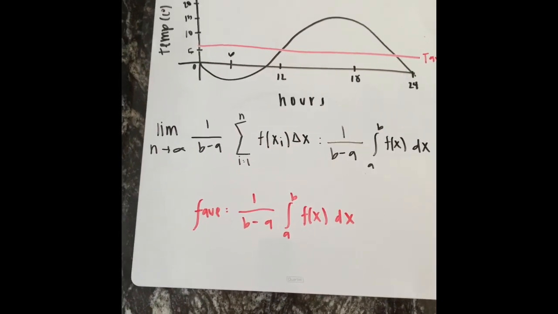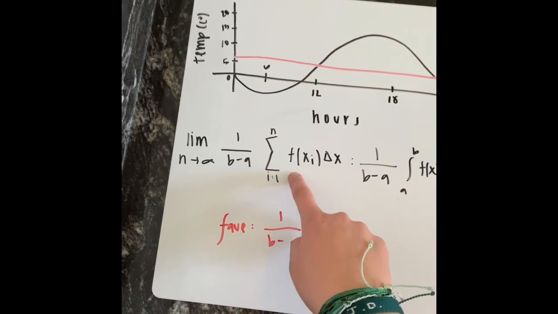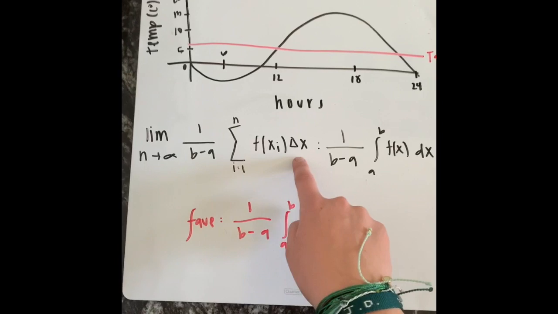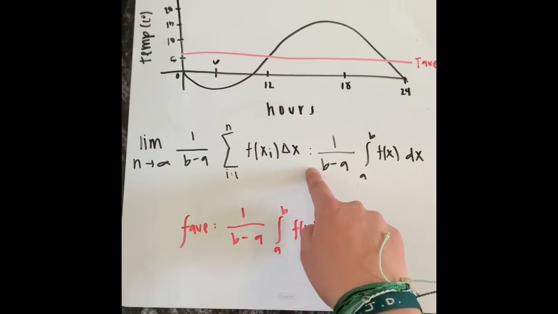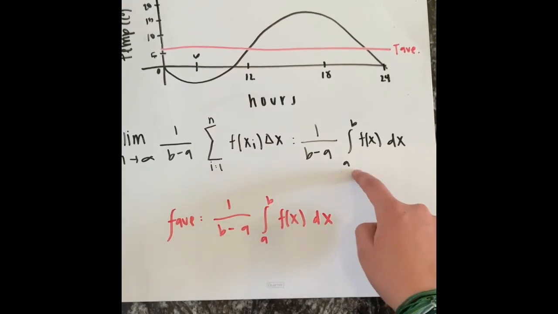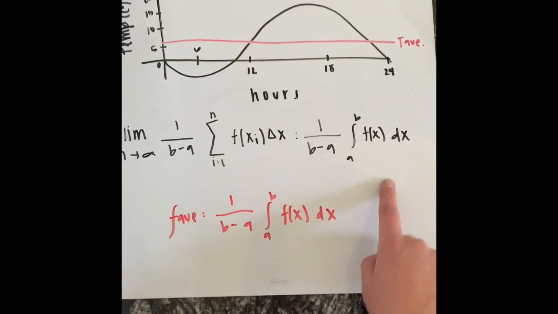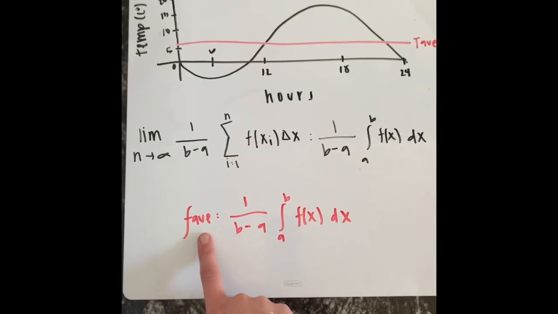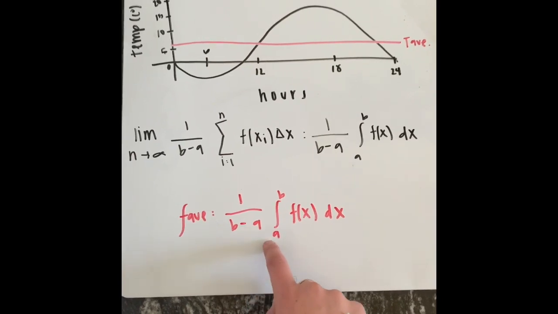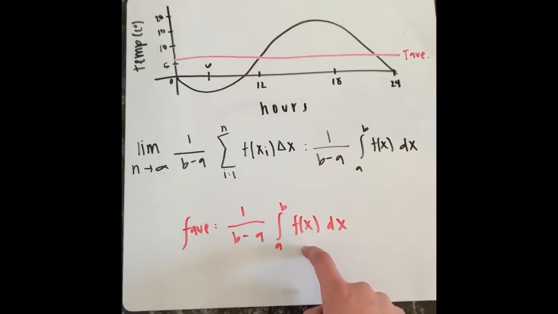So we go from the limit as n goes to infinity of 1 over (b minus a) times the sum of f of x of i, where i starts at 1 and goes to n, times the change in x. That can be written as a definite integral: 1 over (b minus a) times the integral from a to b of f of x dx. So to find the function average, your formula is 1 over (b minus a) times the integral from a to b of f of x dx.